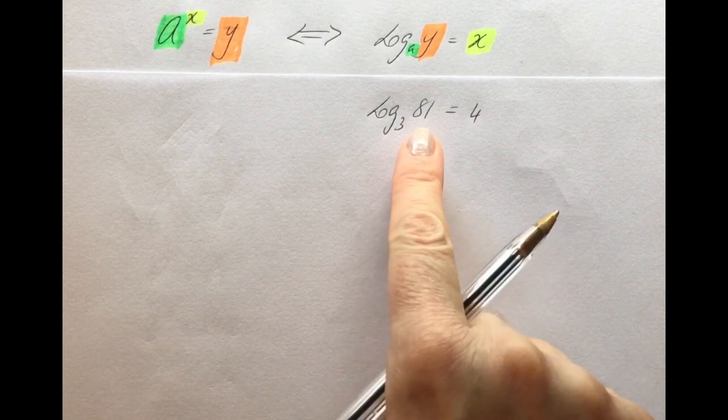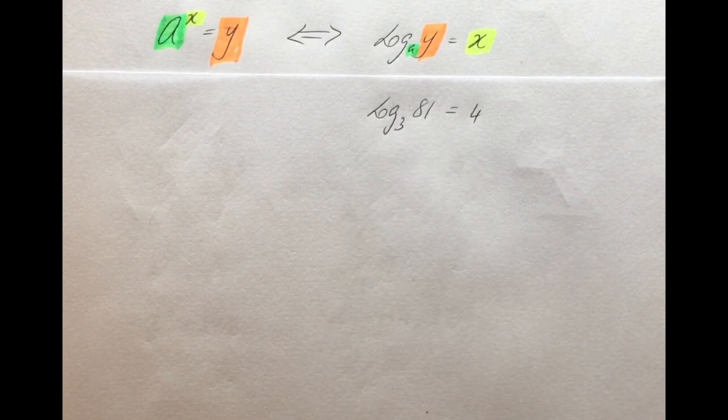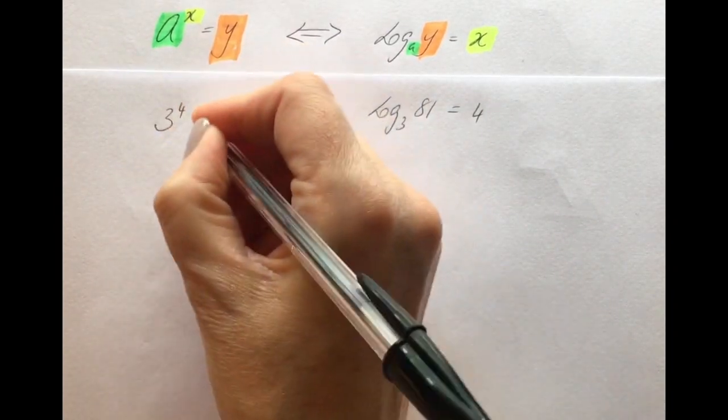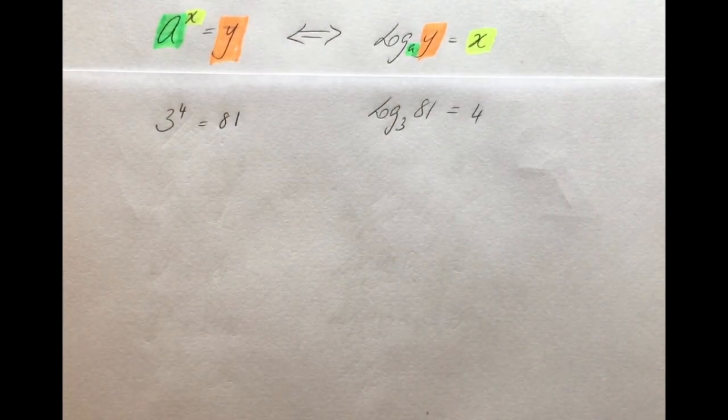Okay, so we have log 81 in the base 3 is equal to 4. Pause the video and see if you can write this now in power form. So the easiest thing to start off with here, I suppose, is the base, because the base is what's being raised. The power, of course, is 4, and therefore it is equal to 81.